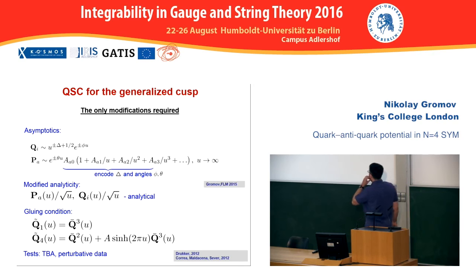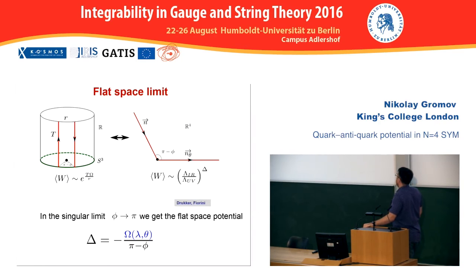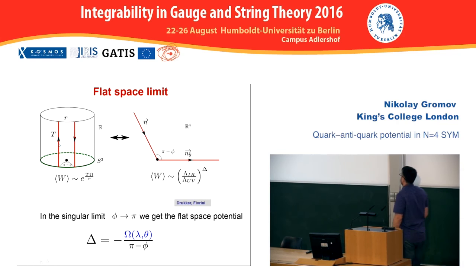But what is actually challenging, both technically and also interesting from the physics perspective, is the so-called flat space limit. This, I think, was introduced by Nadav and Valentina. If you take this limit when phi goes to pi, then if you look at this picture on the cylinder, these two lines come close to each other, and in practice it means that there is no effect from the curvature of the cylinder. So you are computing an expectation value of two antiparallel Wilson lines, which naturally correspond to the quark-antiquark potential between two very heavy particles.